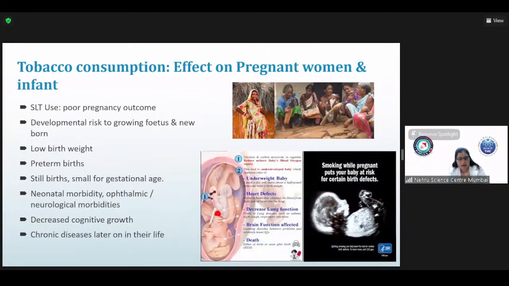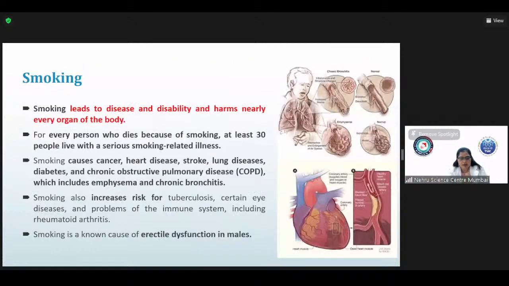Tobacco consumption by the pregnant woman affects the fetus growth, and the growth gets hampered in terms of physical, mental, and overall growth. The child is at risk of developing birth defects, low birth weight, or the child may die suddenly. On an average, smokers die 10 years earlier than non-smokers. Smoking leads to diseases and disability and harms nearly every organ of the body.